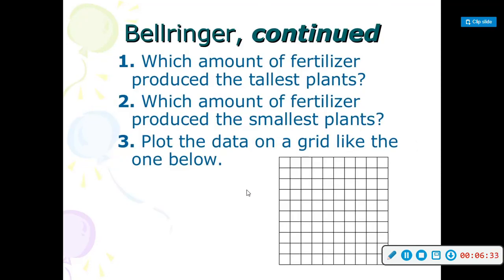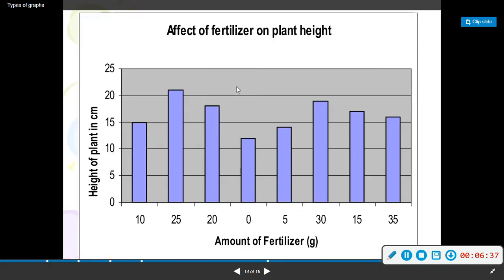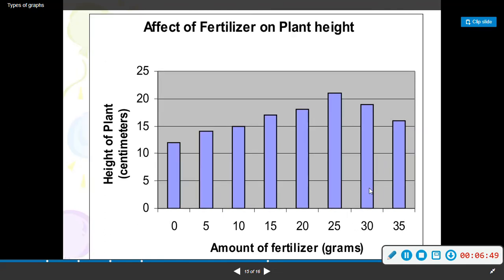So there are some questions. They're asking for a line graph. So this is a bar graph: plant height, amount of fertilizer. You see that they've got different types. So then here's another one.